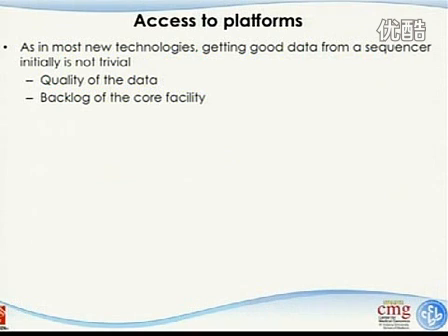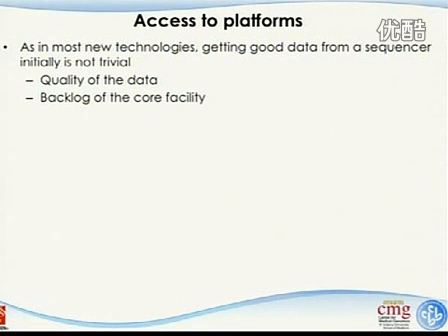And as with most new technology, getting good data from a sequencer initially is not easy. We know that these machines were available back in 2008, 2009, but how you can really get the data, that's a tricky issue, right? Yes, I have funding, I want to do some sequencing, and I will send my samples to some core facility, right?